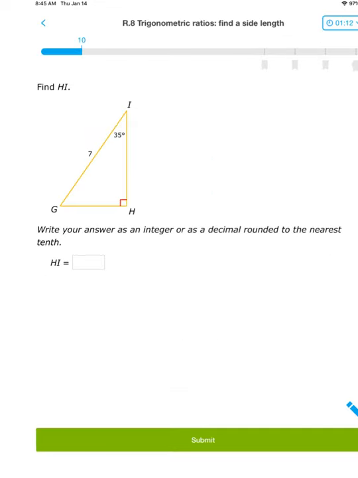All right, so now I'm looking at a different triangle, and I'm going to see what they are asking me to find. Well, it looks like they said HI, so that's going to be this side right here. And I'm just going to go ahead and follow my steps. I'll write them up here. Step 1, circle angle. Okay, so I'm going to circle that 35.